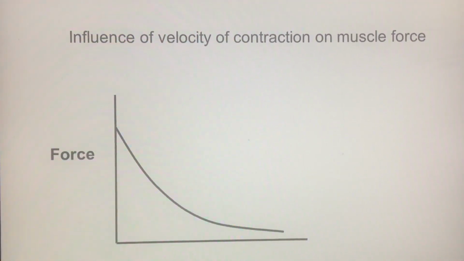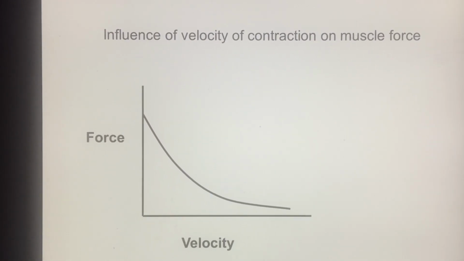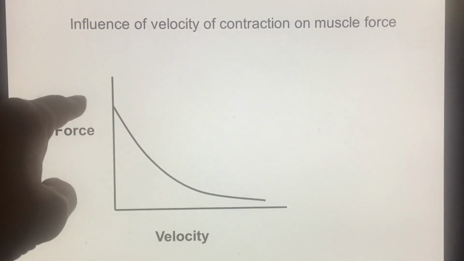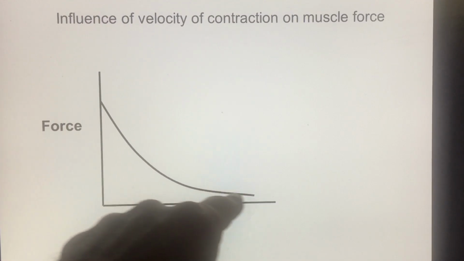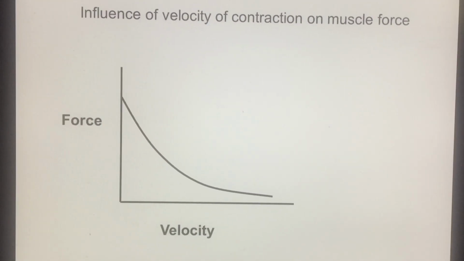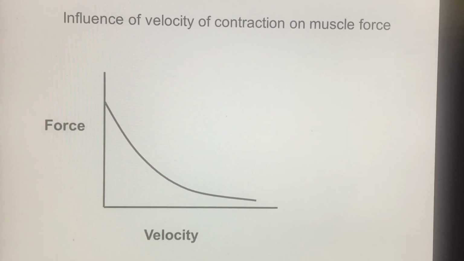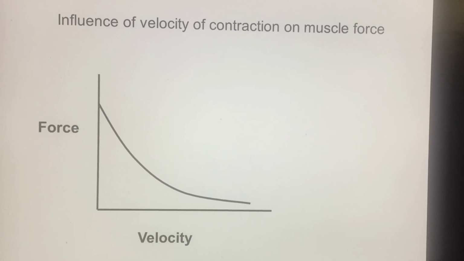So if you're lifting a weight, the faster you lift it, the less force you're able to generate. So you can see that force goes down in a curvilinear manner with velocity. And this is actually one of your labs. I think it's lab number 2 covers this, the force-velocity relationship.